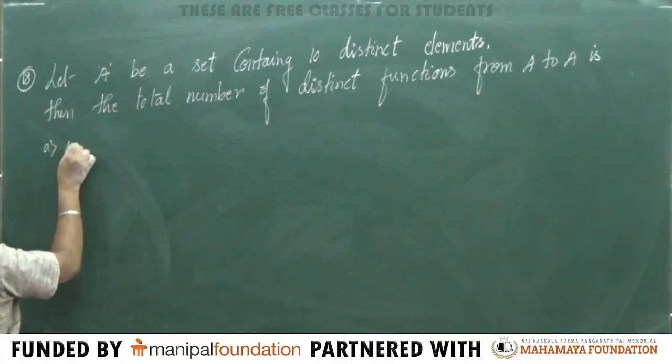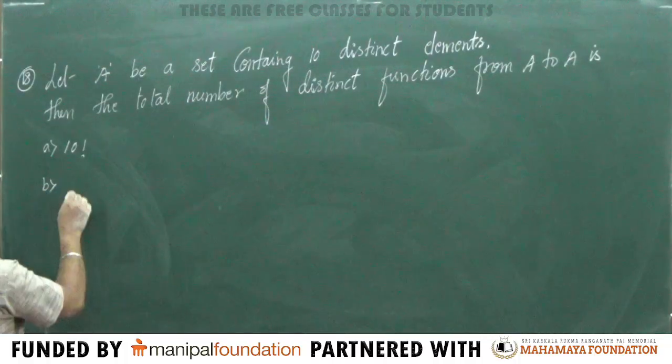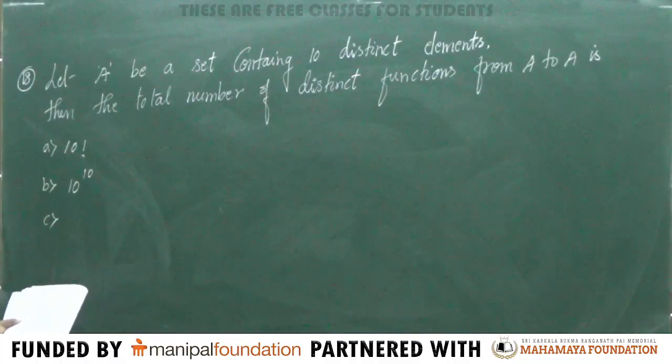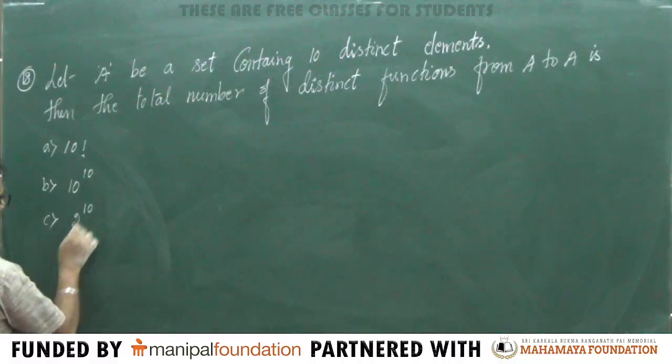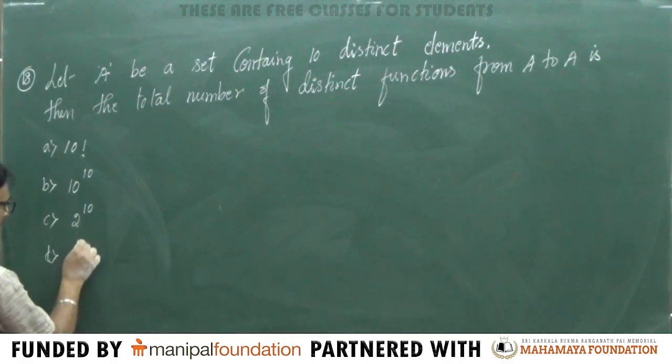Option A is 10 factorial. Option B is 10 to the power of 10. Option C is 2 to the power of 10. Option D is 2 to the power of 10 minus 1.